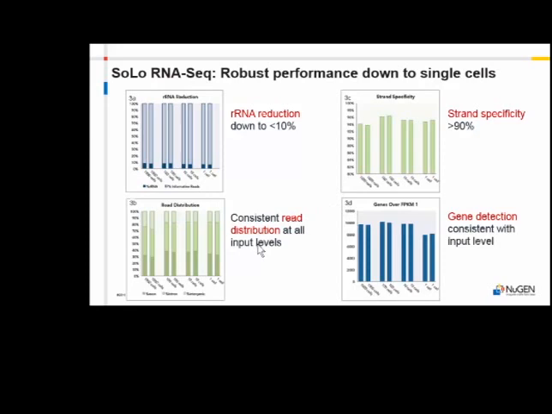Consistent read distribution across the whole transcriptome for each of these inputs. And then gene detection consistent with input level, meaning that we see consistent detection of genes across the first three inputs, but then at the single cell, you do see a drop because not every gene in the transcriptome is expressed in each individual cell.